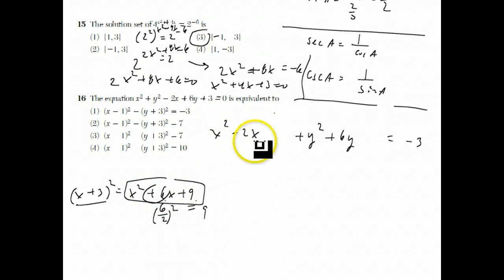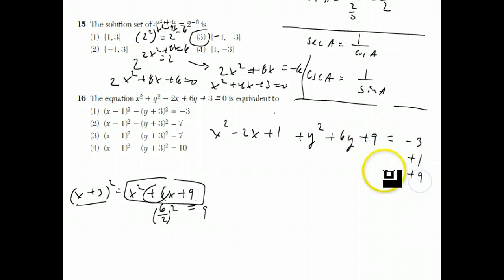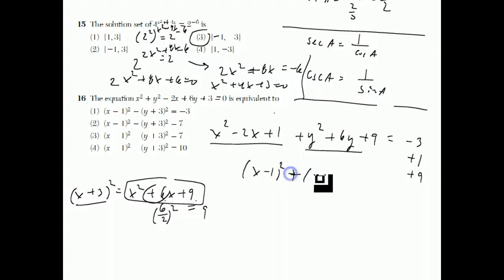So x squared minus 2x is not a perfect square trinomial, but if you divide minus 2 by 2 to get minus 1 and then square it, you get plus 1. If you put the plus 1 here and here, and on this side, cut the 6 in half and square it to get 9, you add that to this side and to this side. This thing is now a perfect square trinomial, so it can be turned into x minus 1 squared. This is also a perfect square trinomial. It can be written as y plus 3 squared. And this becomes 7, which is answer choice 2.